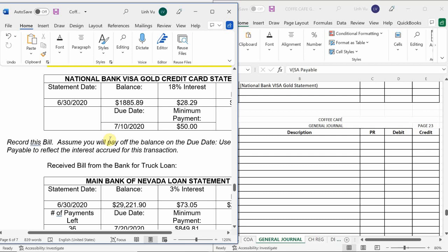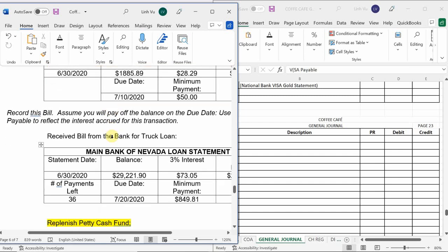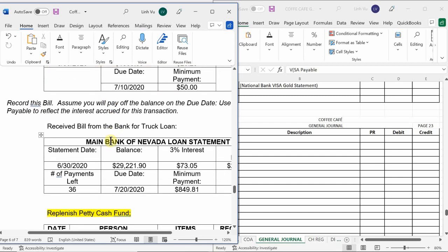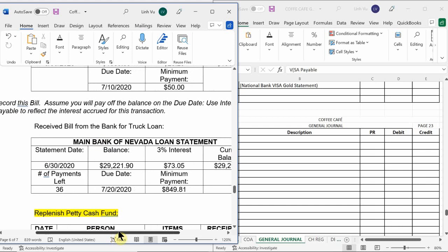Okay. You end up receiving a bill from the bank, for the truck loan. Okay, if you remember, we got a truck loan which was approved by the Maine Bank of Nevada, right? So here's the loan statement. Okay, so here's all the information that you need. So here's the June 30th statement.